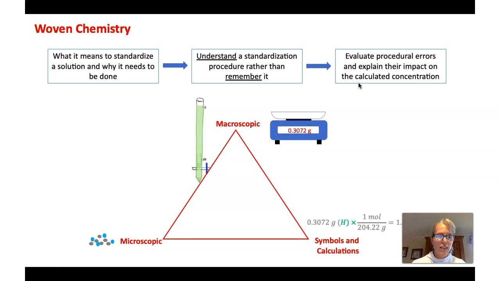And I just want to reflect on that a little bit here. I always think it's important to think about the macroscopic, microscopic, and symbols and calculations and weave all of those together because they help you figure out the answers. Thinking about the microscopic flaws allowed us to realize the errors that were involved in what the macroscopic balance was telling us, and that allowed us then to think through the accuracy of our results.